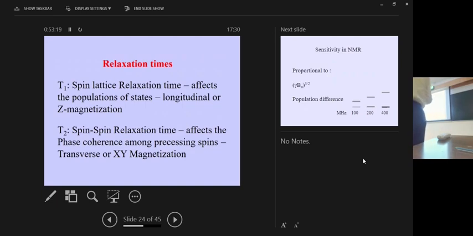So you have 2 relaxation times. One is for the longitudinal magnetization, that is the Z magnetization, and this is called T1. The other one is for the transverse magnetization, and this is called T2. So 2 different relaxation times are there.